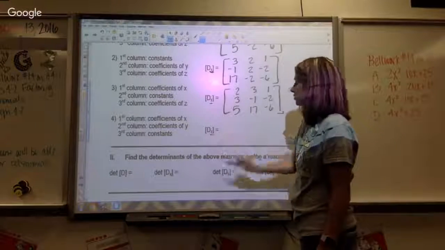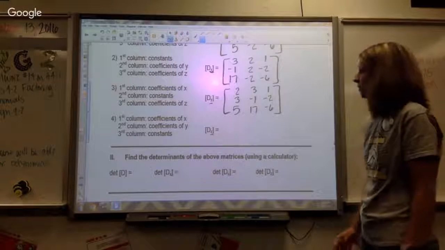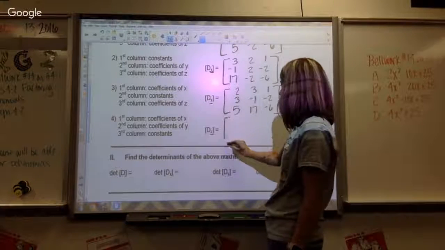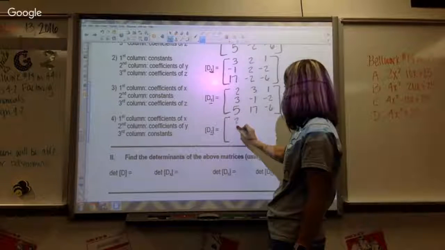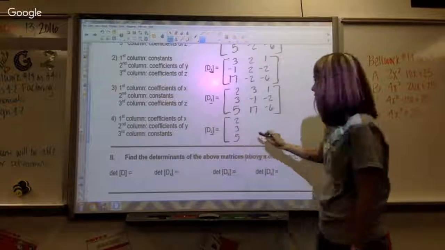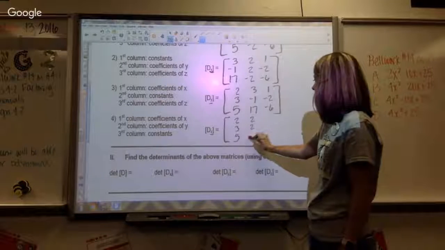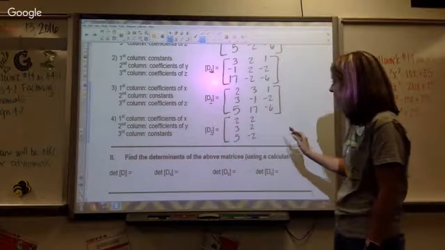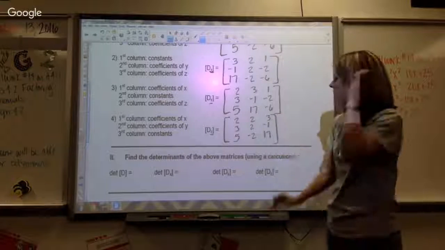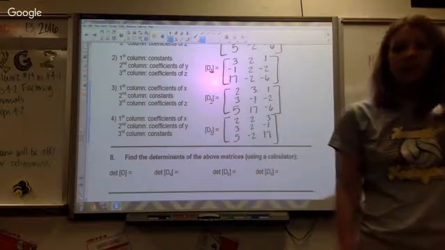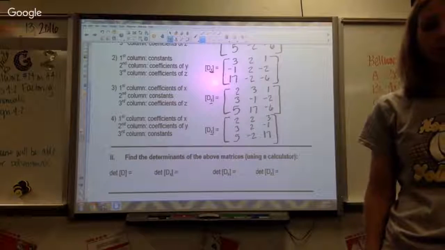And then the last matrix that you're going to set up will be used to solve for z, so that's where your constants need to go. So that would be coefficients of x, 2, 3, 5, coefficients of y, 2, 2, -2, and your constants 3, -1, 17.